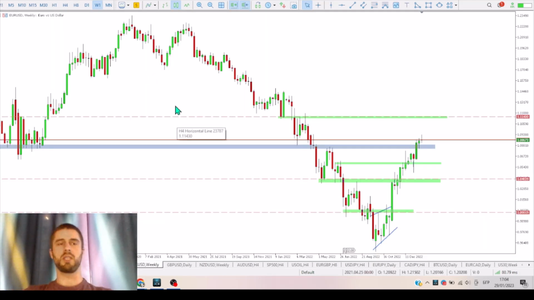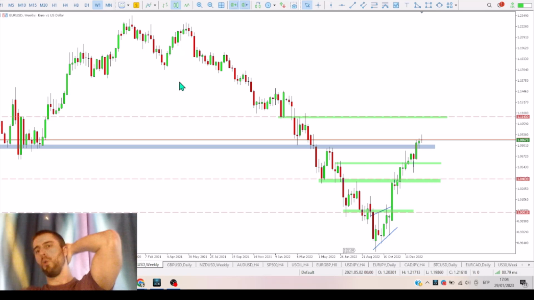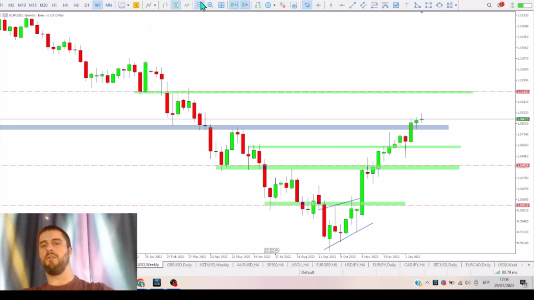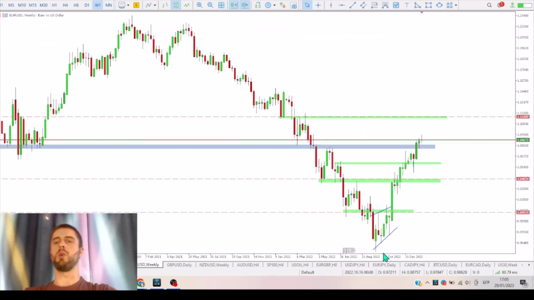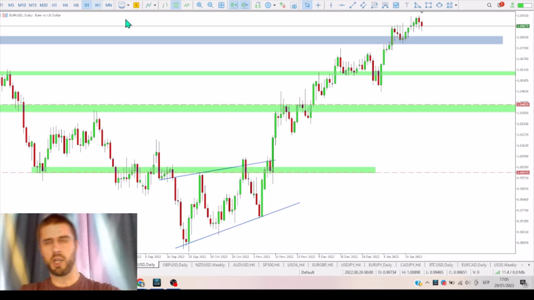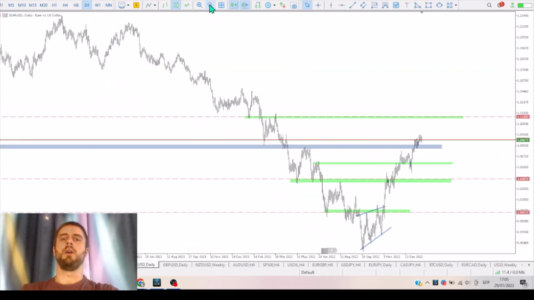So Euro USD, I'm on the daily chart, actually weekly. You can see very interesting doji candle right here, but that's not the most important. The most important is that we're in an uptrend, which looks like a correction of the very downtrend which we had the previous year. Now let's check out the daily chart.